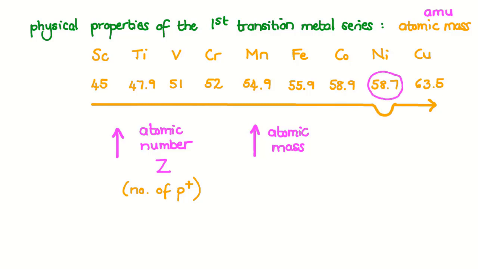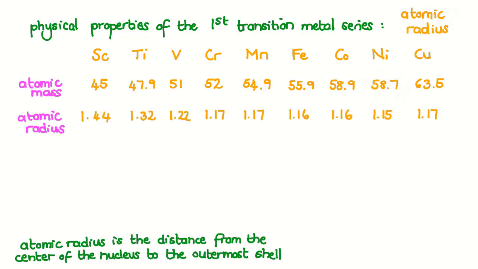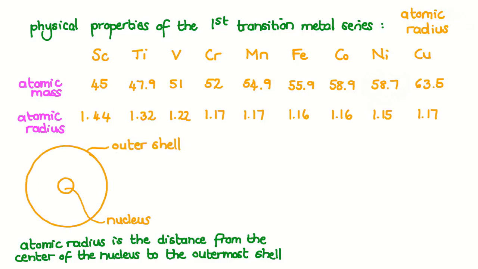Let's see how the atomic mass influences the atomic radius. Now, the atomic radius is the distance from the center of the nucleus to the outermost shell or the outermost electron-containing shell. If this picture is an atom, this is the nucleus, and this is the outer electron-containing shell, then the pink arrow represents the atomic radius.